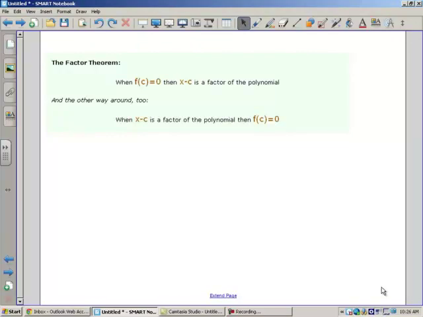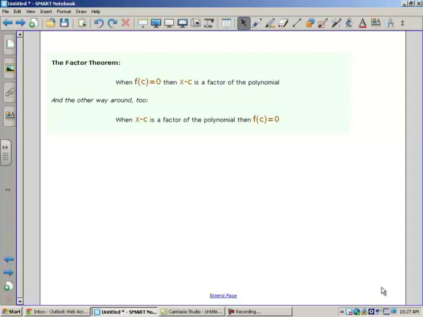We've done a lot of factoring, but sometimes if the polynomial is too big and you're dealing with like an x to the fifth or an x to the sixth and it's really, really long, you probably wouldn't know where to start. So that's why we're learning this. These are two very important theorems. They're a little wordy and they're sort of hard to understand, but once you practice them, they're really, really easy.